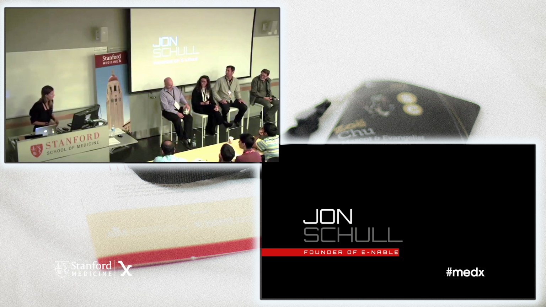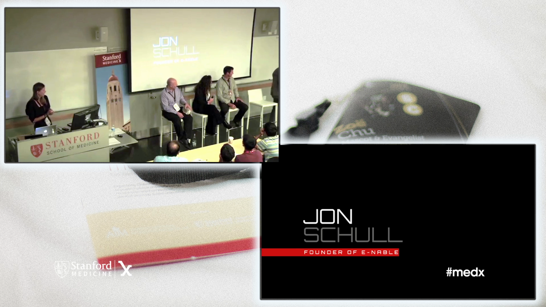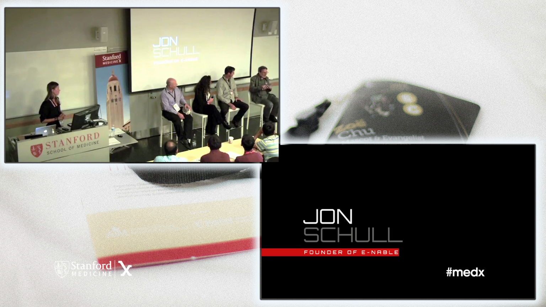And Jon Schull at the end of our panel, he's the founder of Enable. I'm Jon Schull, the founder of Enable. Enable is an online community of volunteers who are using 3D technology to design and to fabricate and to fit and to deliver 3D printable prosthetic hands and arms and soon other parts, which have been compared favorably to commercial prosthetics, which cost, I kid you not, $40,000 or so, and we're giving ours away for free.